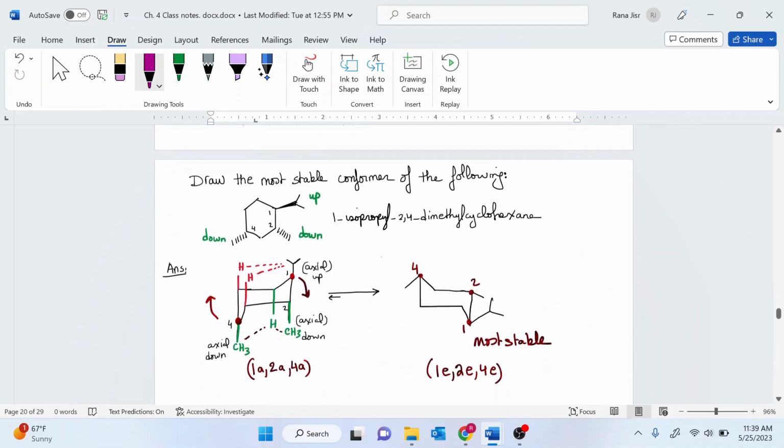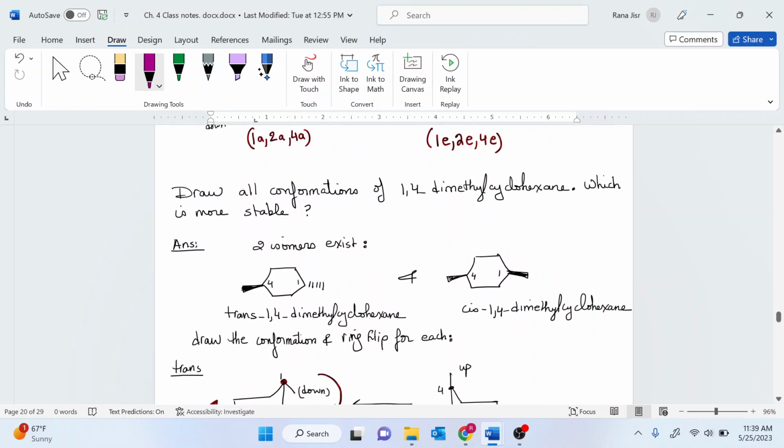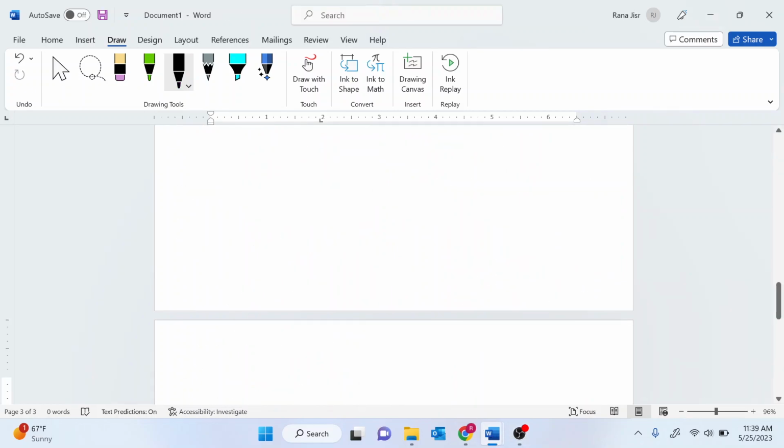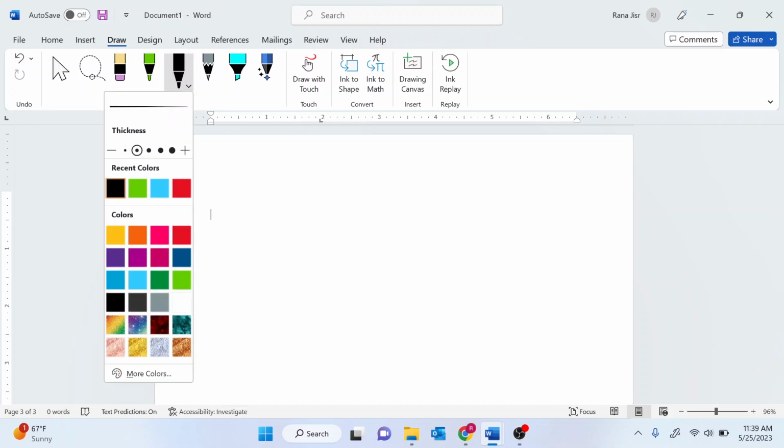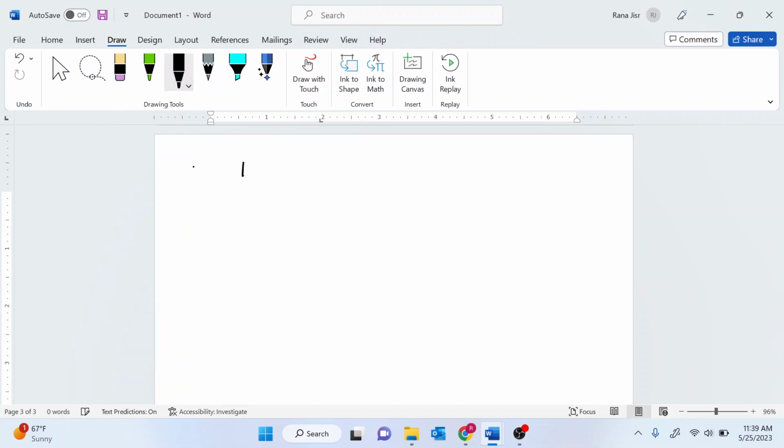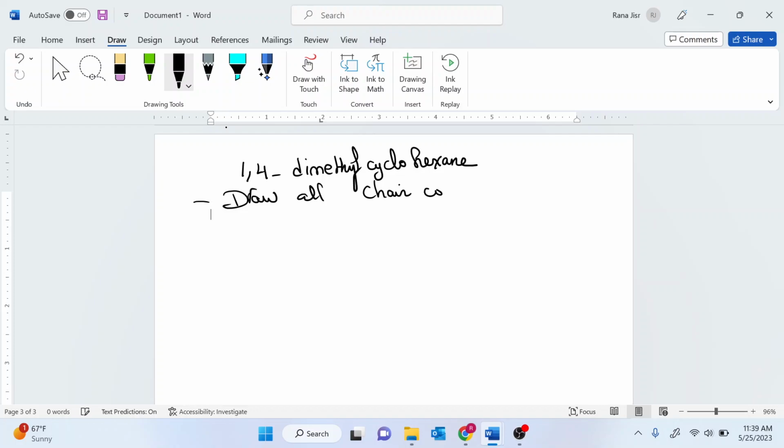Let's have an example in there. Okay, so we did that. Let's have an example. Let's draw all conformations, and you have more practice of these in the extra problems. So please do your practice. Let's say, for example, I gave you 1,3 dimethyl. Let's keep it 1,4. So let's have 1,4 dimethyl cyclohexane. And I want you to draw the chair conformations. So draw all chair conformations, and then determine which is more stable in there.